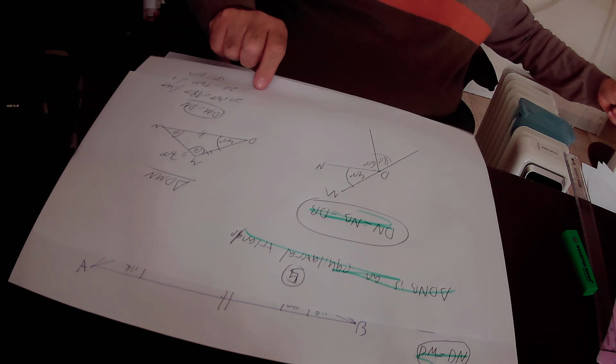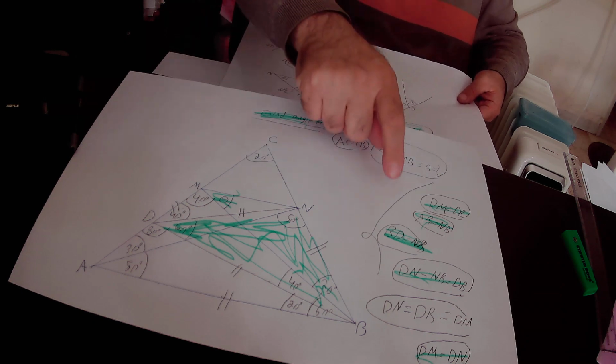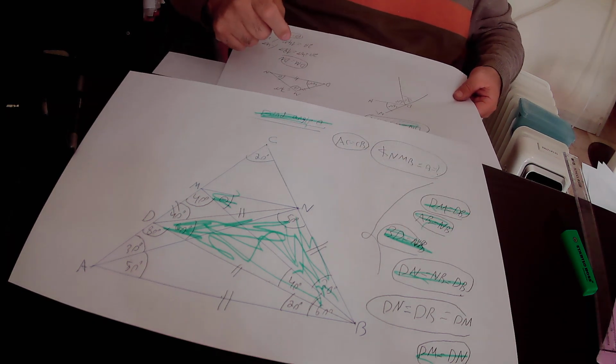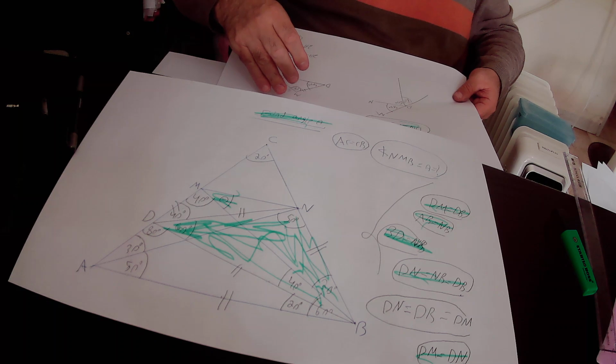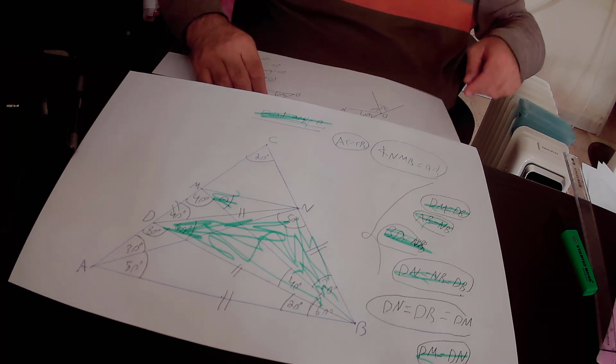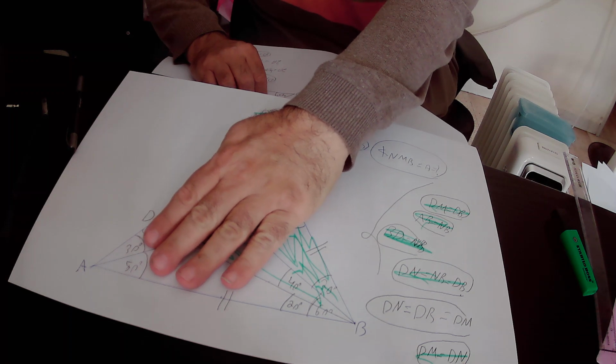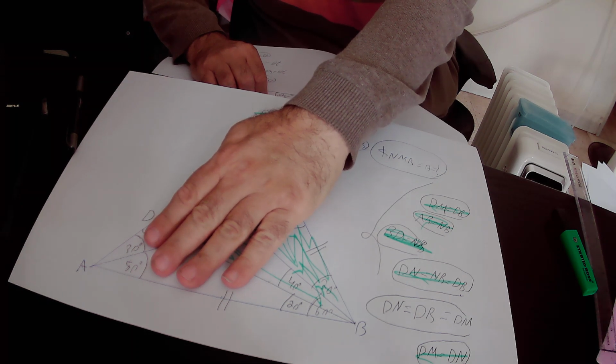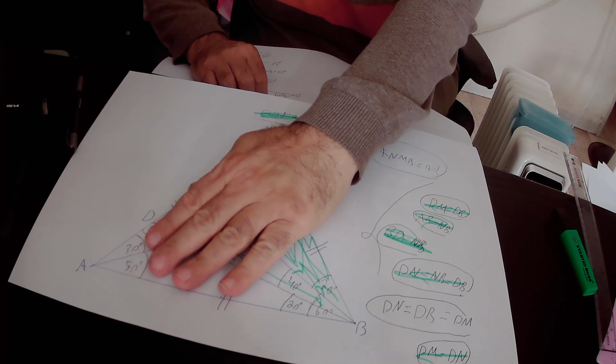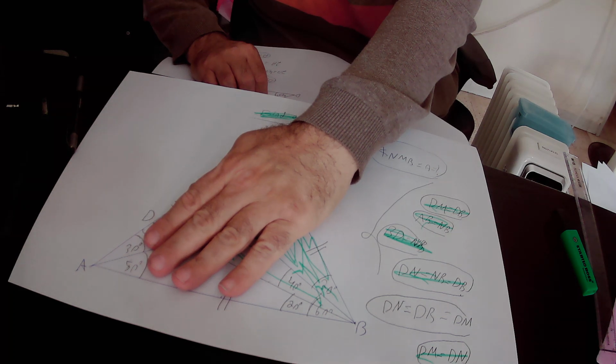Okay, and we found here that DN equals NB equals DB. Then we focused on this side of the straight line CA at point D. We have the rule that the sum of the angles on one side of a straight line must be equal to 180 degrees. So the sum of the angles on this side of the straight line CA at point D must be equal to 180 degrees.